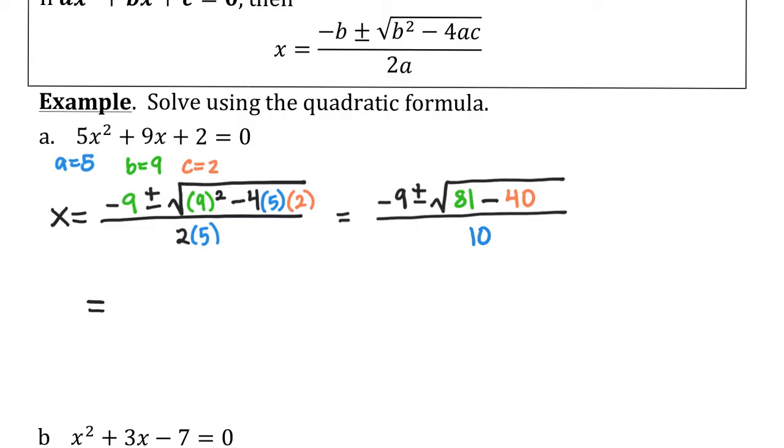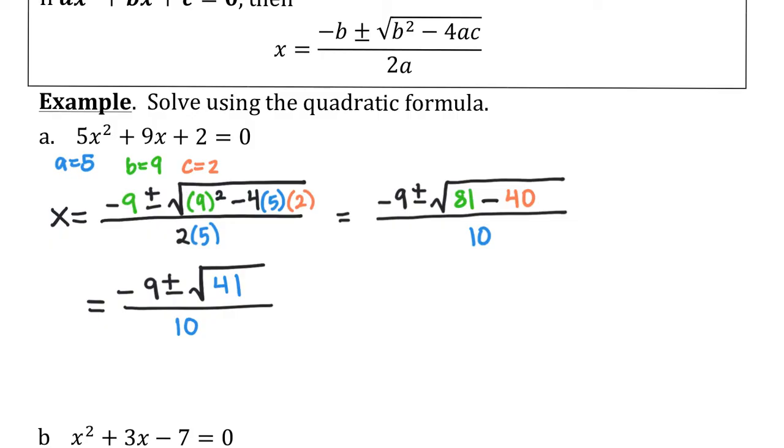Now I'm going to keep simplifying this. The radicand can simplify a little bit more. So I'm going to bring over the negative 9 plus minus, bring over the big square root sign. Inside the radical, I have 81 minus 40. 81 minus 40 is 41. And let me bring over the 10 at the bottom. Now I'm going to look at this answer. The square root of 41 is irrational. Does it simplify? No, I can only think of 41 times 1.